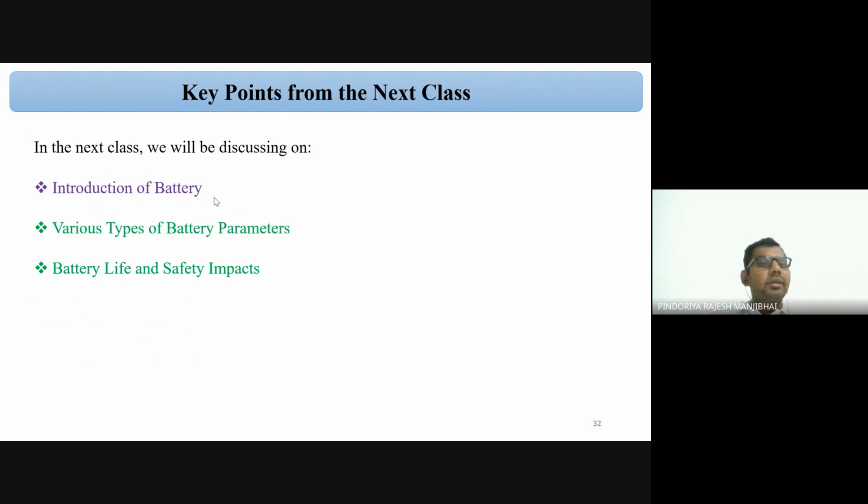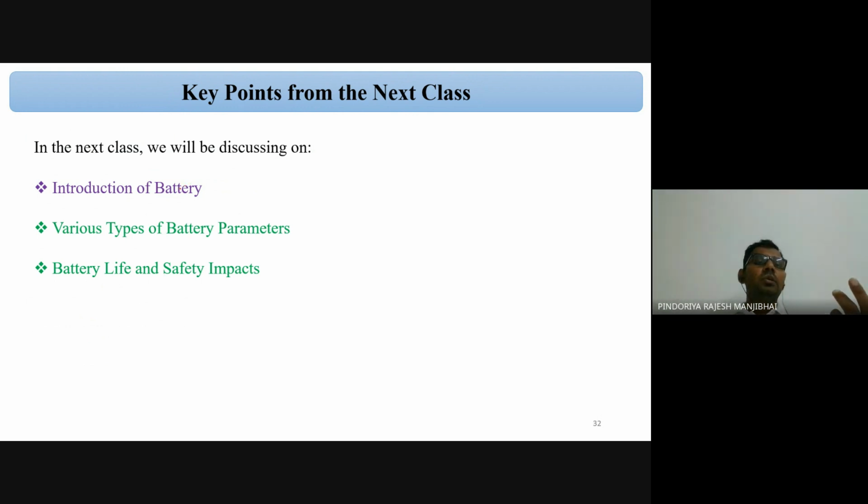Key points for the next class: we are going to start the third unit. There is the battery, and it is the most important part, because the battery is the heart of the electric vehicle. The second heart is your motor. So we can say in the electric vehicle we have two hearts: one is the battery, and the second one is your motor.